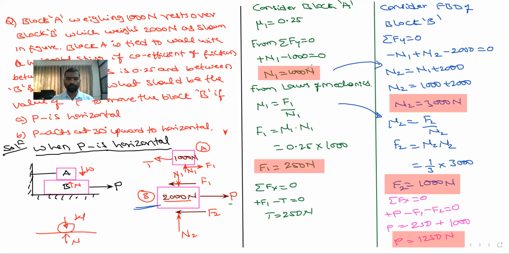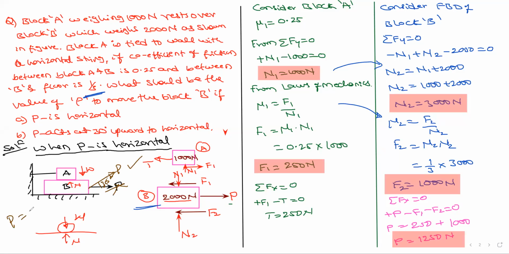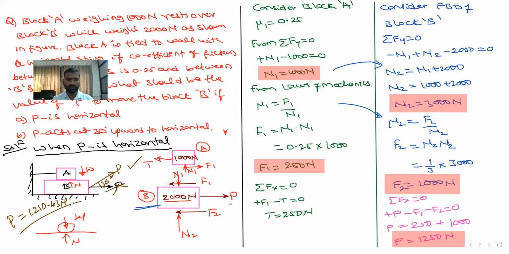So all of you solve this problem, the same problem, by applying P at an angle of 30 degrees. Instead of this one, the same P is acting at an angle of 30 degrees. So you remove this one, apply this one and solve. Then the answer of P will be 1210.43 Newton. Okay, this is the answer for case B.